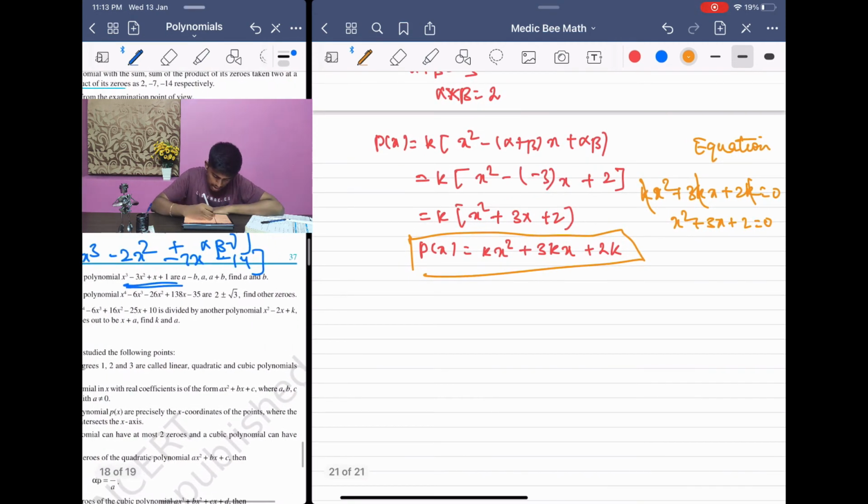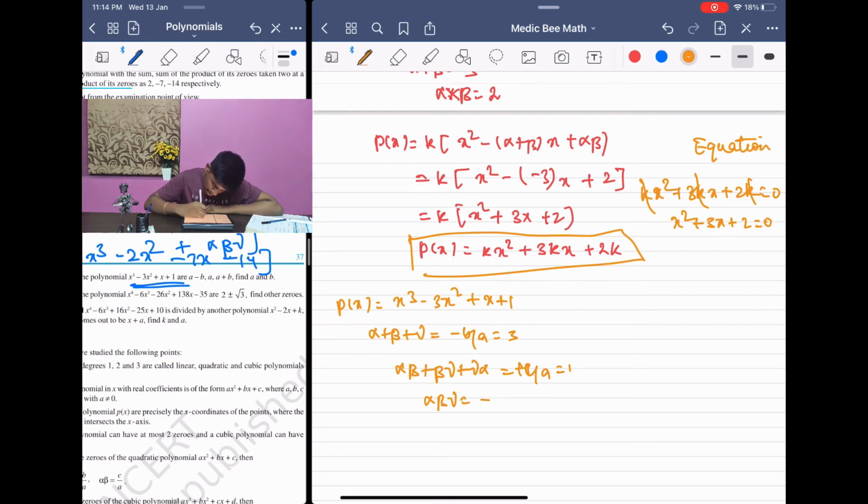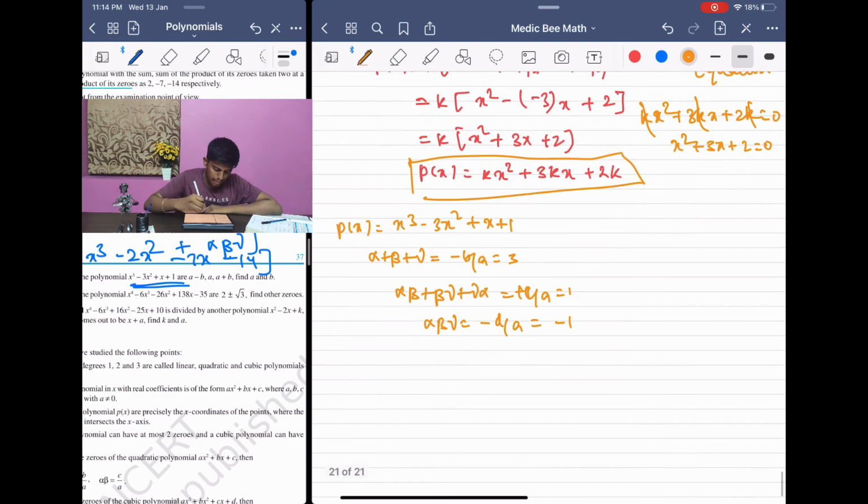Let's just try. The p of x they have given is x cube minus 3x squared plus x plus 1. What is the sum of the zeros? Minus b by a, which is 3. Alpha beta plus beta gamma plus gamma alpha is c by a, which is 1. Alpha beta gamma is again minus d by a, which is minus 1. So what are alpha, beta, gamma?